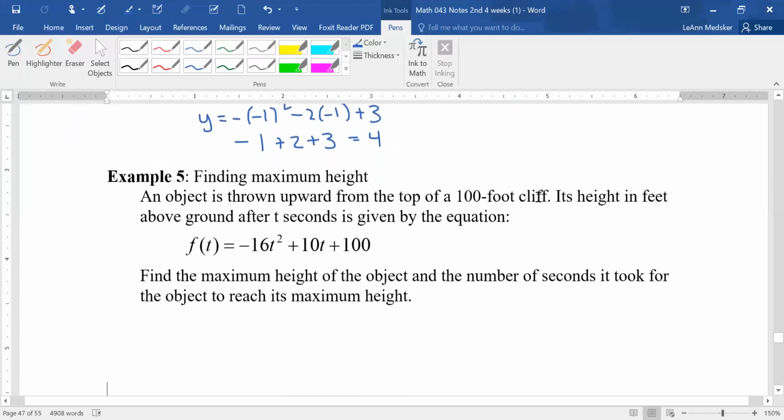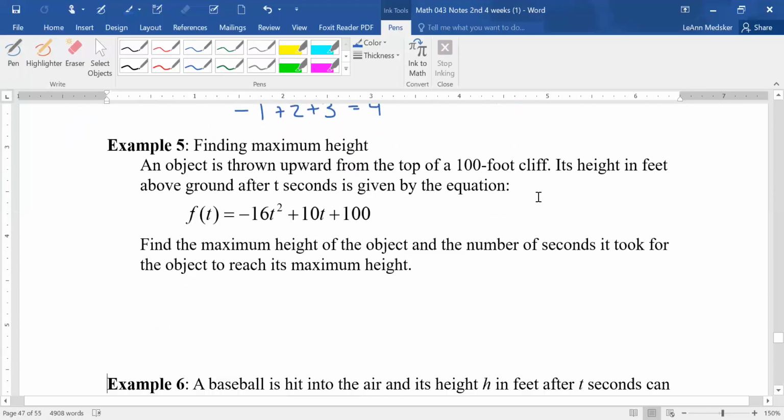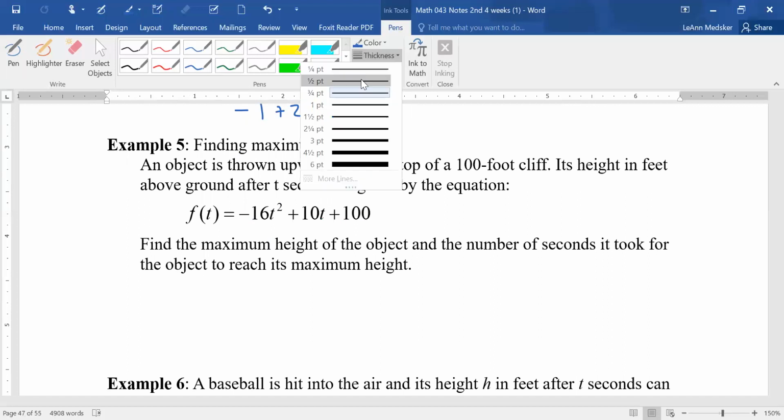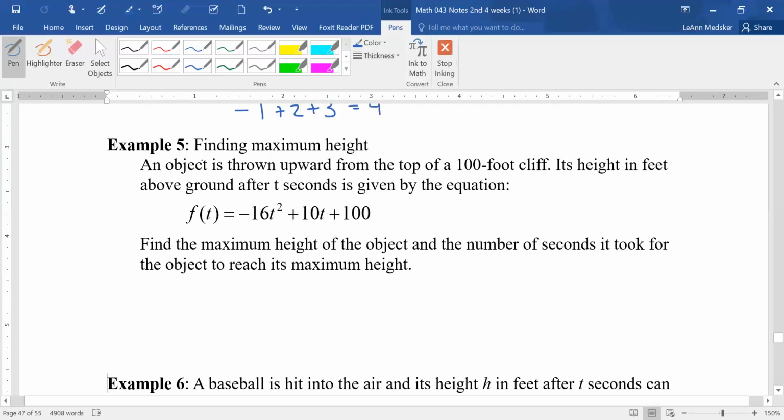Now, where we can use this in the real world is usually dealing with maximums and minimums of projectiles. So here's a couple examples of that. It says find maximum height. So an object is thrown upward from the top of a 100-foot cliff. That's why this is the C. That's how high up we started. Its height in feet above ground after t seconds is given by this equation. So negative 16t squared plus 10t plus 100.